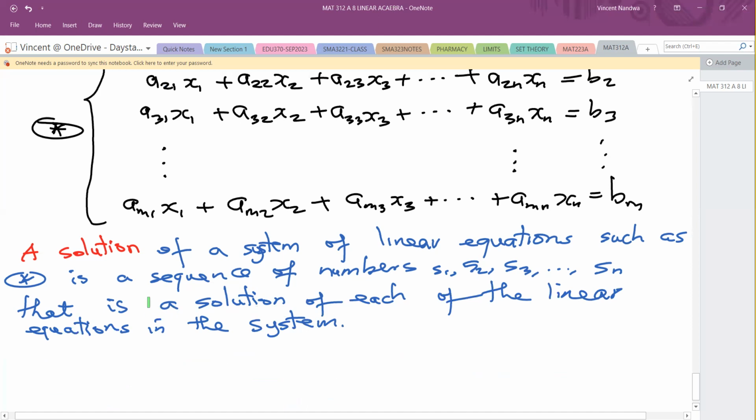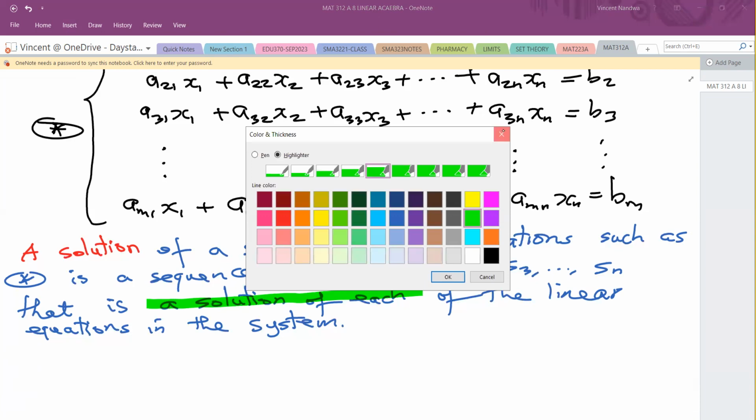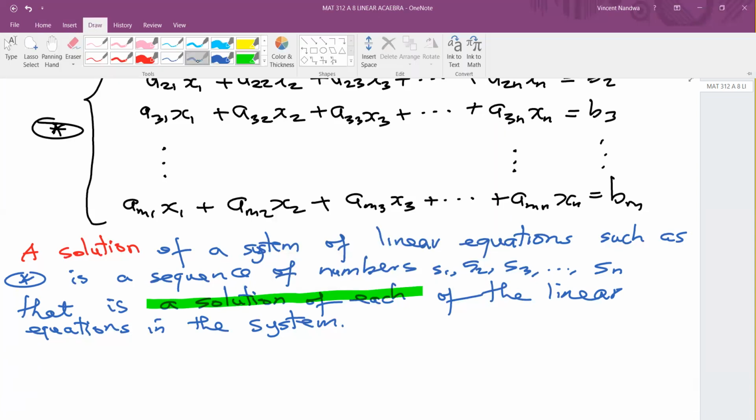So this is very key. Why I say that it's a solution of each of the linear equations in the system: if it satisfies only one equation and fails to satisfy other equations in the system, then that set doesn't qualify to be called a solution to that given system of linear equations. The condition is that it must satisfy all the equations given.